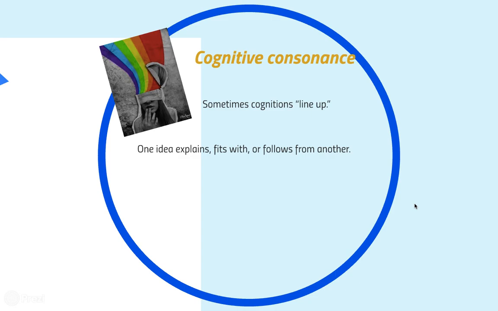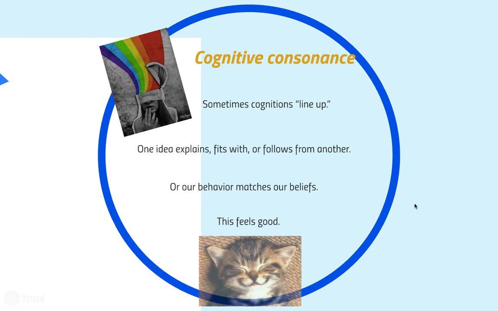Or it might be the case that our thoughts match our behavior. So when our behavior matches our beliefs, that's also called cognitive consonance. I believe I'm a healthy person and I avoid fast food and I go regularly to the gym. Now, when we have cognitive consonance, this feels good to us. We like it. We like harmony in our minds. We like things to line up. And so we become a bit like Happy Cat here.